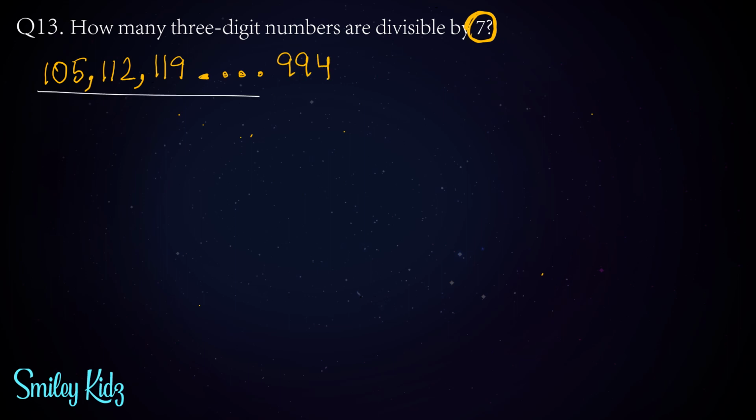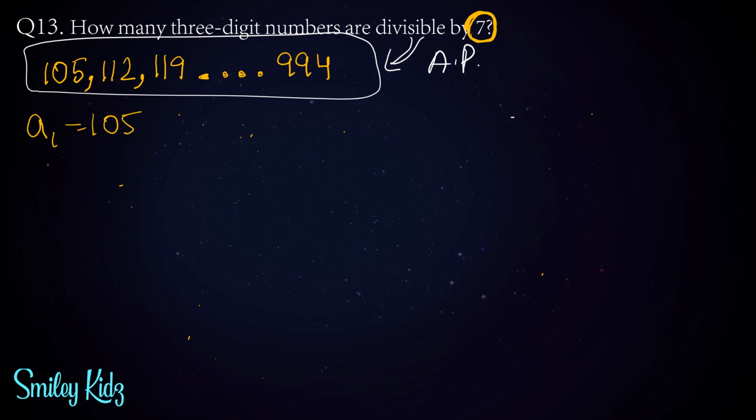So from this, what did we just do? We have just found the AP, and from the AP we already know two values. A1 is equal to 105, and the value of D, the common difference, is 112 minus 105. What is the common difference? It is 7. So the value of D is 7. Now we know the first term and the common difference. So what is our formula, everyone? An is equal to A plus n minus 1 into d.